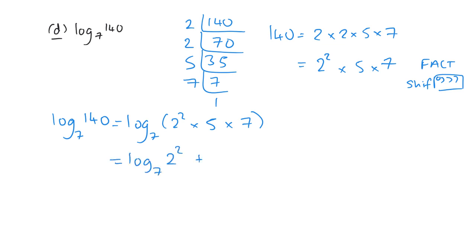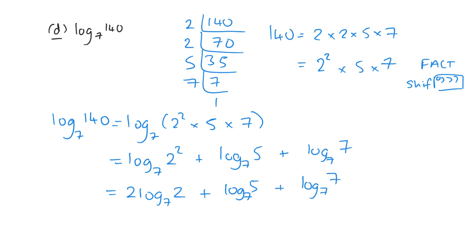So using our rules of logs, that can all be expanded out with pluses. And then our power can be brought down, so we get 2 log of 2 to the base 7 plus the log of 5 to the base 7 plus the log of 7 to the base 7. So the log of 2 to the base 7 was q, so that's 2q. The log of 5 to the base 7 was p, and then the log of 7 to the base 7, remember the log of anything to the same base is 1. So we can write that as 2q plus p plus 1.